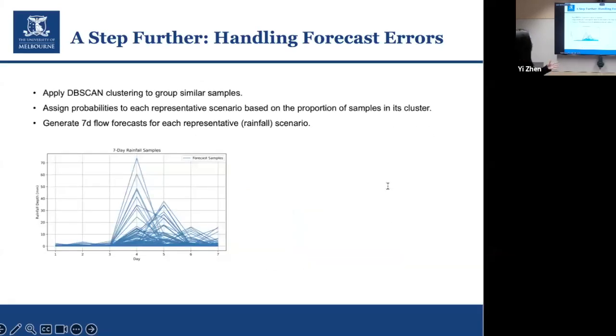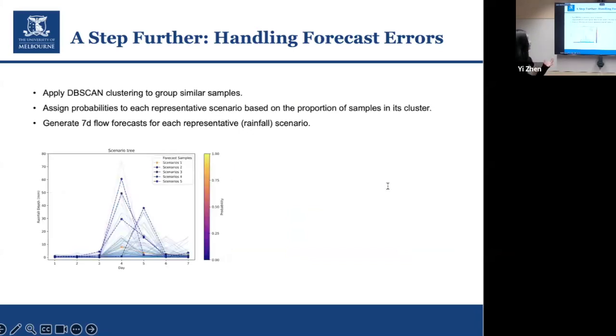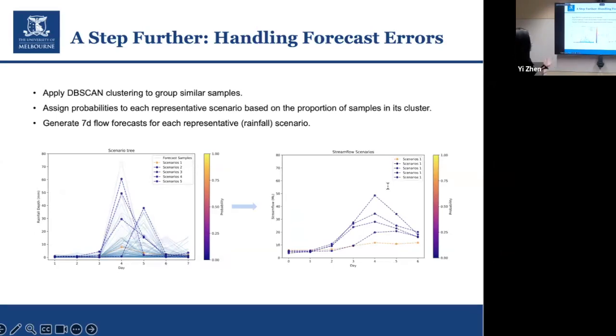So we now have 100 different 7-day rainfall samples, and we apply a density-based clustering method to group the similar samples and obtain a set of different 7-day rainfall scenarios. The probability of each scenario depends on the number of samples in its cluster. And once we get this, we generate the 7-day streamflow forecast for each rainfall scenario, so that we get a set of representative rainfall and streamflow scenarios. And we perform the stochastic optimization to determine the optimal releases from the storages.